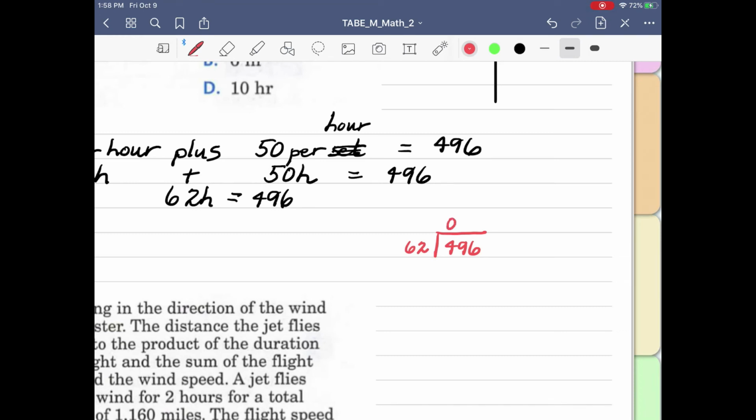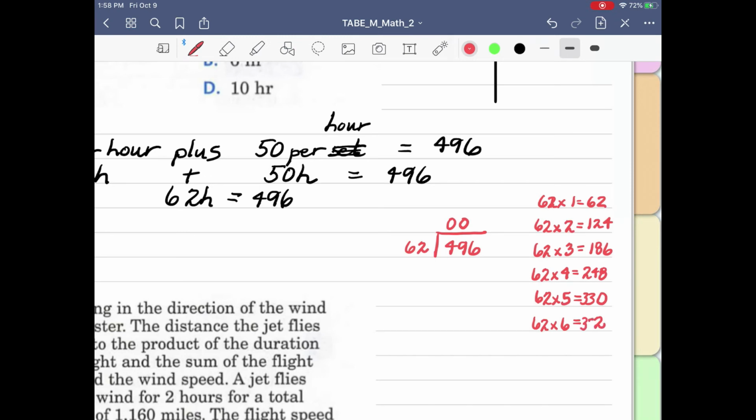62 cannot go into 4 or 49, sorry. So I need to take it into that whole amount. So we list our multiples. 62 times 2 is 124. 62 times 3 is 186. 62 times 4 is 248. 62 times 5 is 330. 62 times 6 is 372.